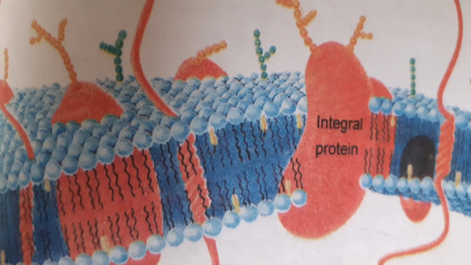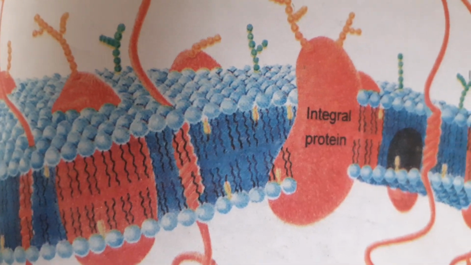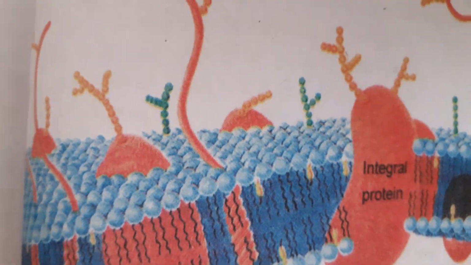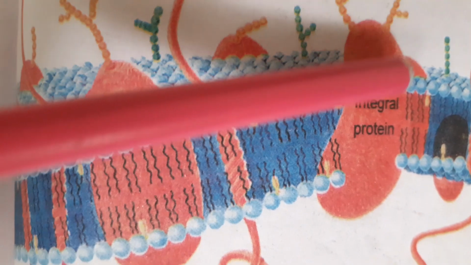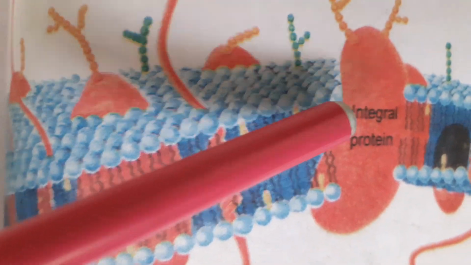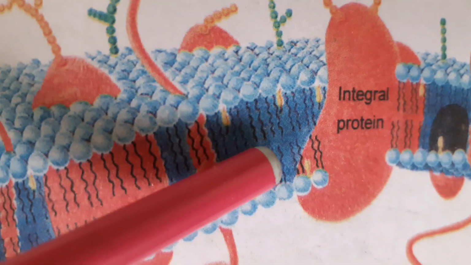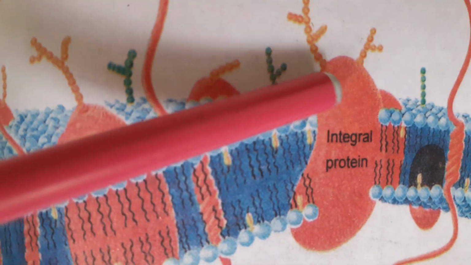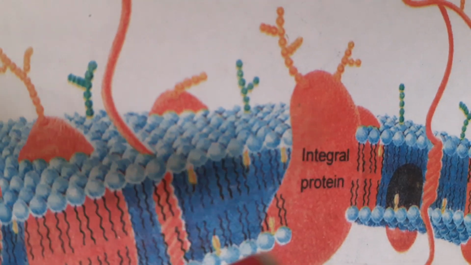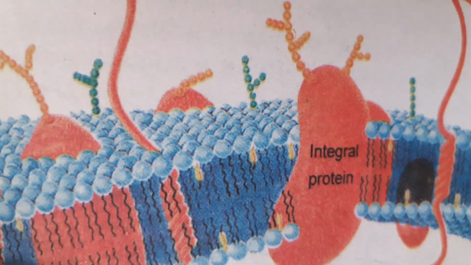So you can see here the lipid molecules and the protein molecules. These red colored portions are the protein molecules. These are the proteins, because these proteins are present inside this lipid bilayer structure. This is called a lipid bilayer because you can see the lipid molecules in two layers. This is one layer of lipid molecules and here you can see another layer of lipid molecules.